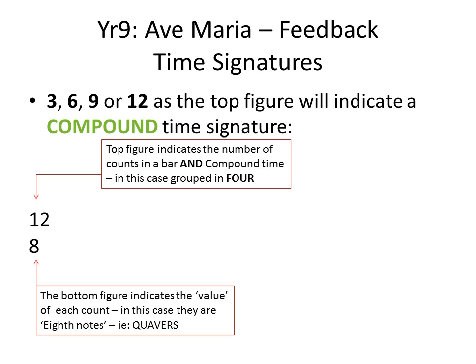12/8. Right, the top figure indicates the number of counts in a bar and the fact that it's compound time. So 12, group them in 3s, so therefore there are 4 dotted counts in the bar. The bottom figure indicates the value of each count. In this case they're 8th notes, so quavers. Therefore 4 dotted counts in the bar with the quavers grouped into 3s.